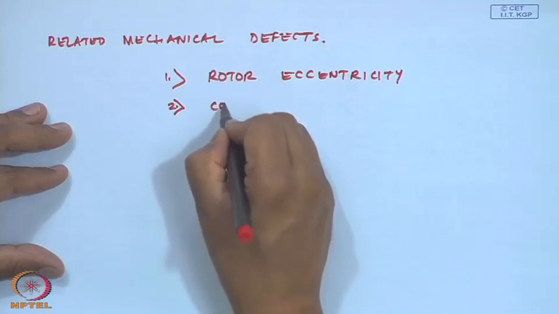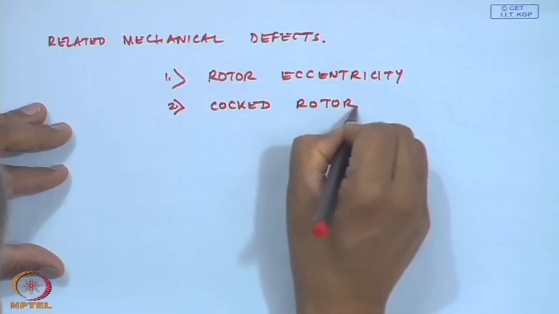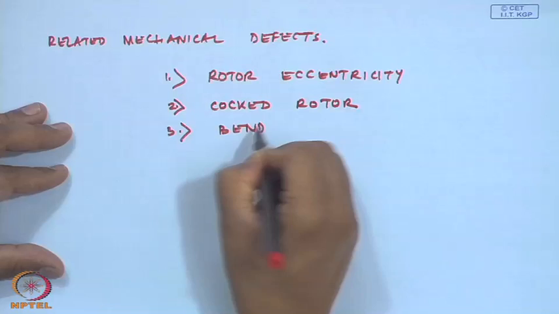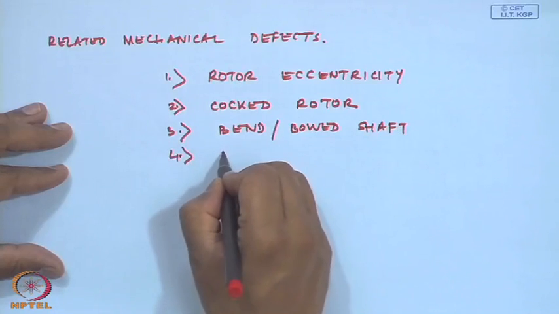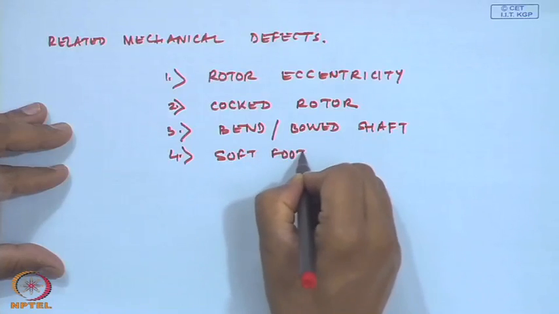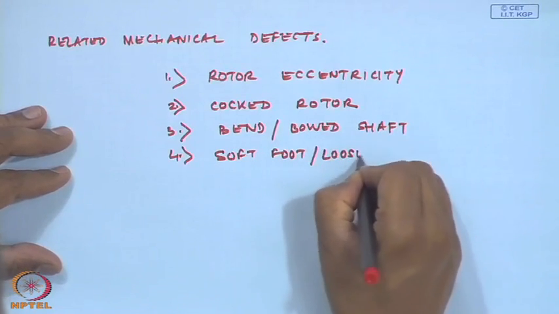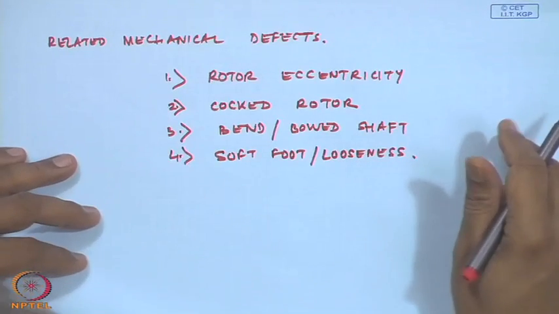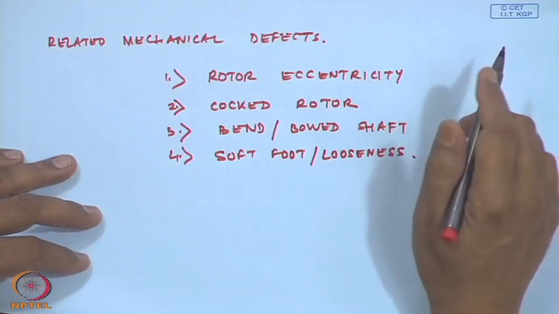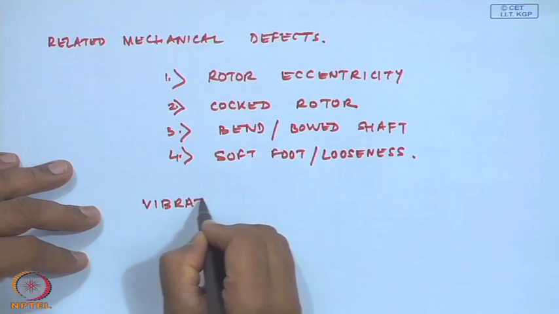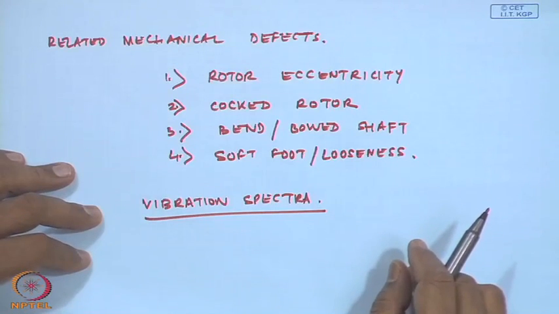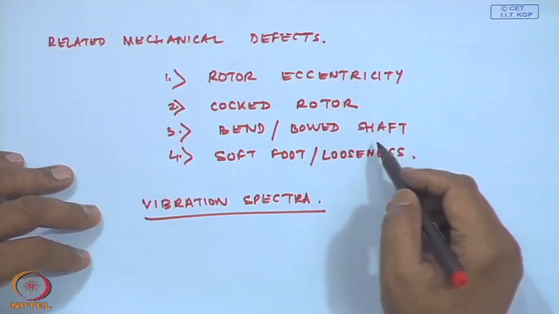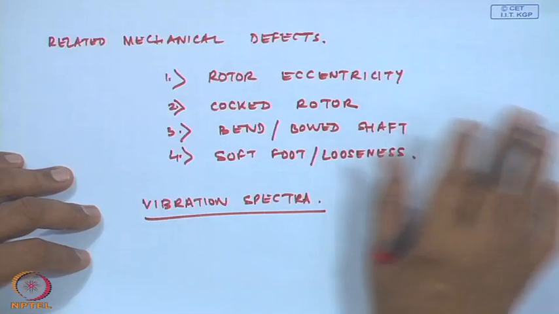Other is cocked rotor, bend or bored shaft, soft foot, looseness. We are going to discuss soft foot and looseness in a few classes down the road. But the reason I wanted to tell you is, once we look into the vibration spectra, the signature of defects like rotor eccentricity, cocked rotor, and bent bore shaft are almost very, very similar at times. So, we should not be misled into thinking a misalignment has occurred.